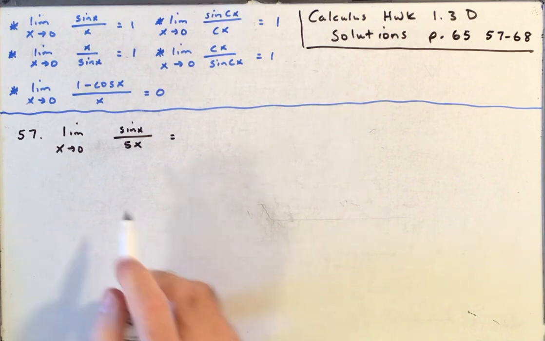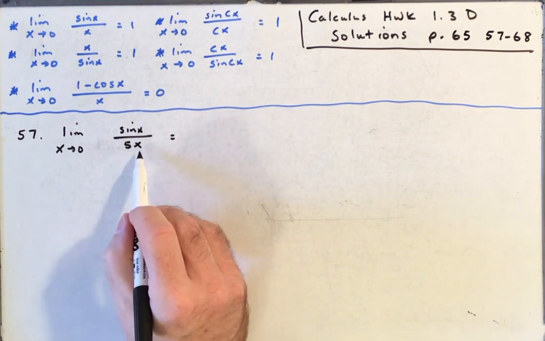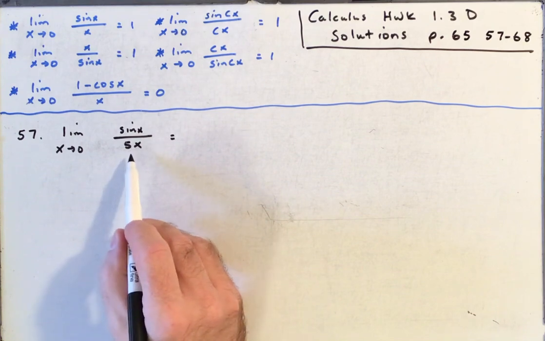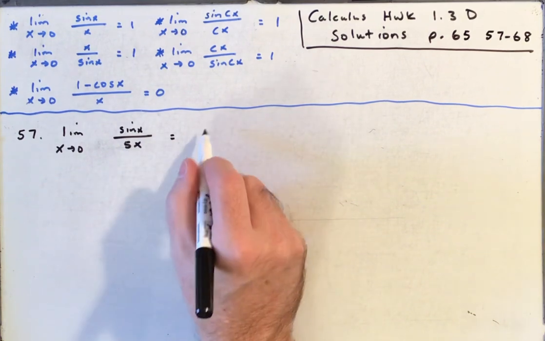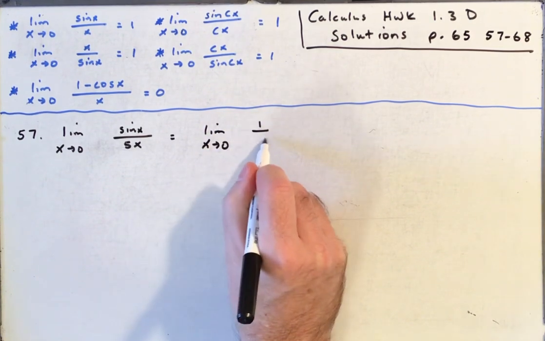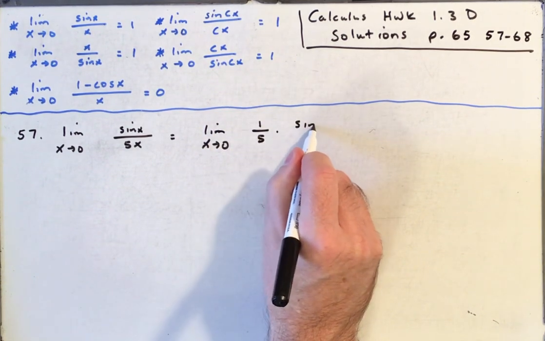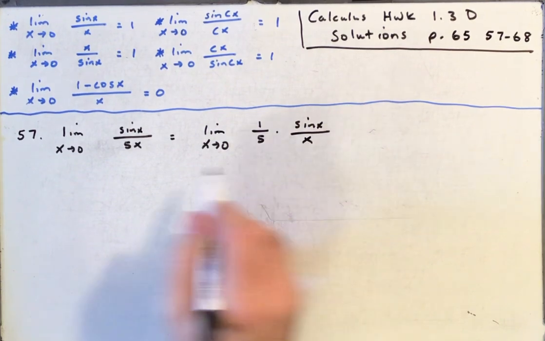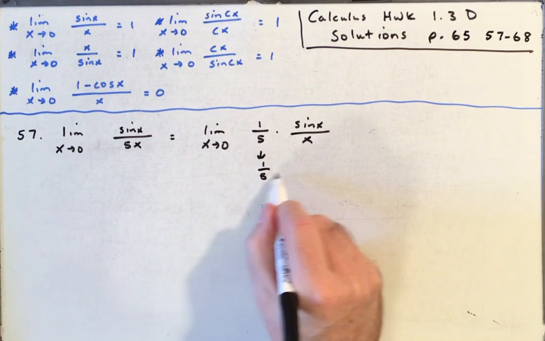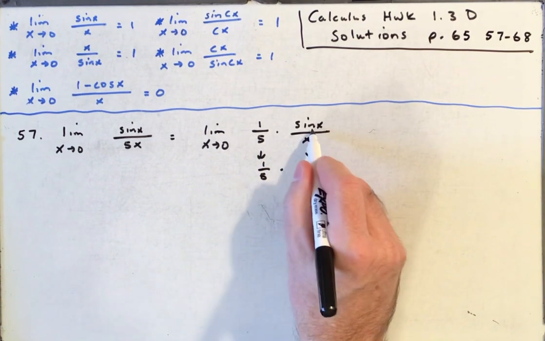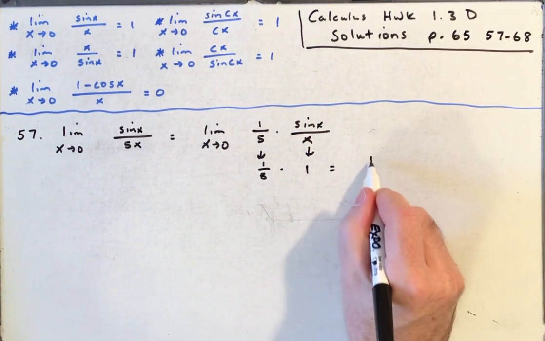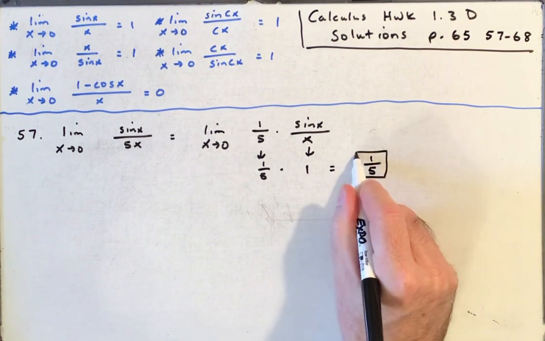All right, our first one is the limit as x approaches 0 of sine x over 5x. This one is even easier than the example problems we did because I can just pull out a 1/5 there. 1/5 times sine x over x. That's the exact same thing as this. And we know the limit then would be 1/5. And this is one of our identities, sine x over x. So that's 1. So that answer would be 1/5.